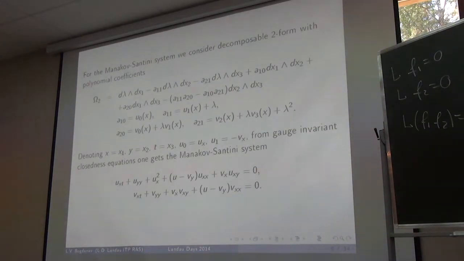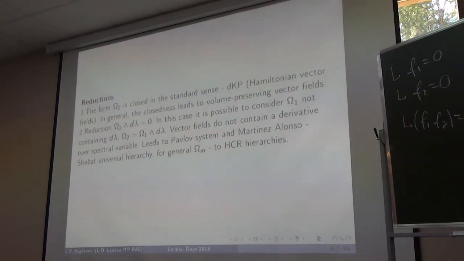And for the Manakov-Santini system, this form can be written like this. We have taken into account the Plücker relation here, so we have taken some basic coefficients, and this gauge invariant closedness leads to some equations for the coefficients of the form, and what you get from this form is exactly the Manakov-Santini system. And when this form is closed in the standard sense, you get DKP and Hamiltonian vector fields.